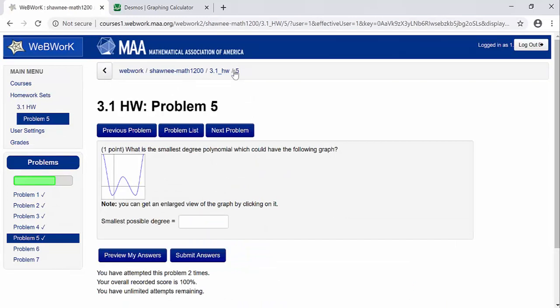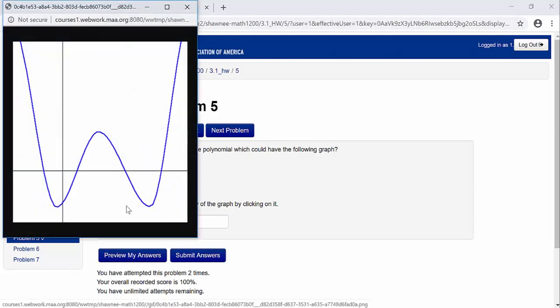In this problem, we're asked to find the smallest degree polynomial which could have the following graph. Let's examine this graph more carefully. We notice that there are 3 turning points on this graph. A turning point is when the graph goes from decreasing to increasing, or from increasing to decreasing. So basically, the bottom of the valleys or the top of these hills, those are turning points. We know that a polynomial of degree n will have at most n minus 1 turning points. So we see 3 turning points, so this tells us that the degree has to be at least 4. The degree always has to be at least 1 more than the number of turning points. So we see that the degree has to be at least 4 from the turning points.